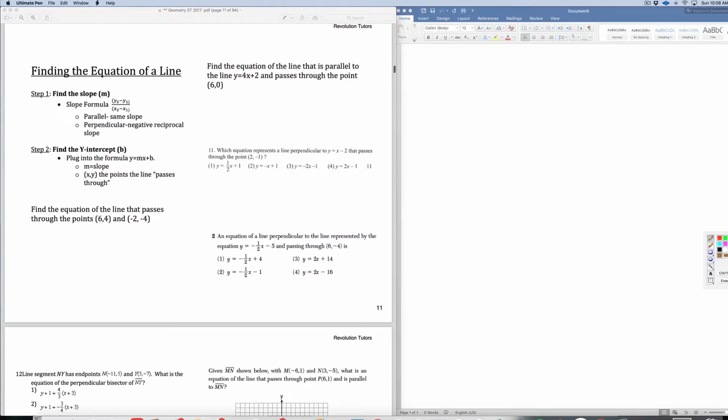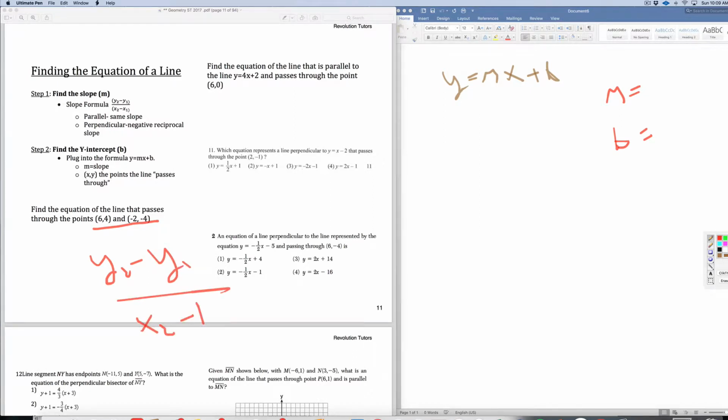Okay. Finding the equation of a line. So very simple system that I like to explain anytime you want to find the equation of a line. You have 2 steps. The equation of a line is y equals mx plus b. Step 1 is always going to be to find m, and step 2 is always going to be to find b. Now how do you find m? There's a couple of different ways. If they give you 2 points, you're going to find m by using the slope formula. The slope formula is y2 minus y1 over x2 minus x1.